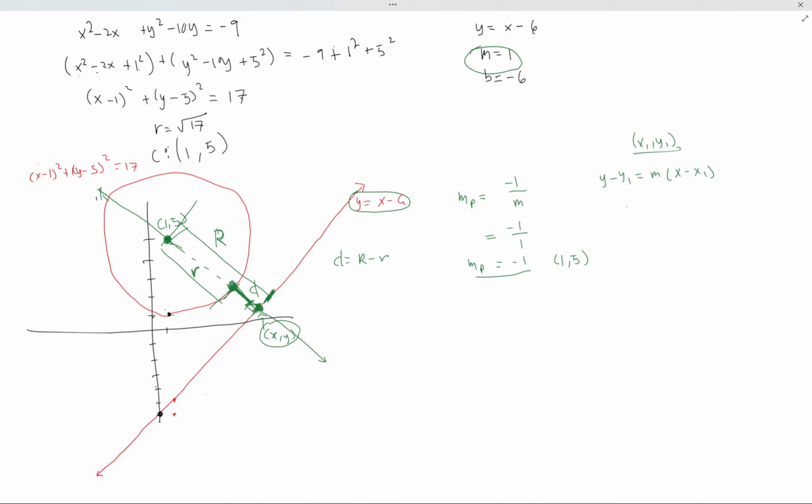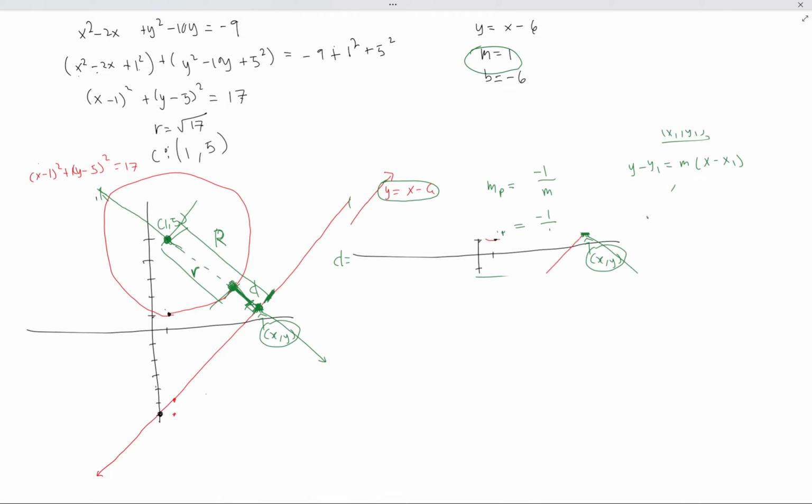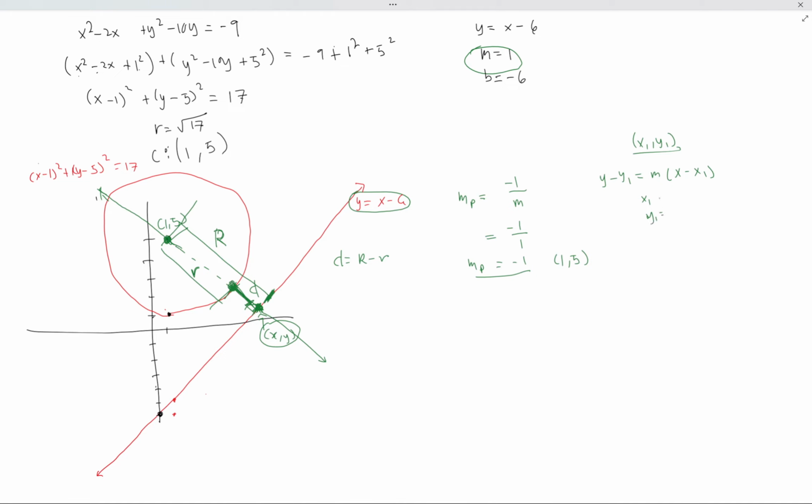In this case, our x sub 1 and y sub 1 would correspond to the location of the center of our circle. Again, that is because we know that the line must pass through the center of that circle. So now we have x sub 1 as 1 and y sub 1 as 5. So constructing the point slope form, we now have y minus 5. And then remember, m here would be the slope of the perpendicular line, so that will be -1, times x minus x sub 1, which is 1.